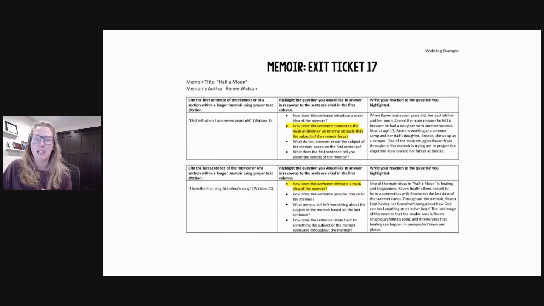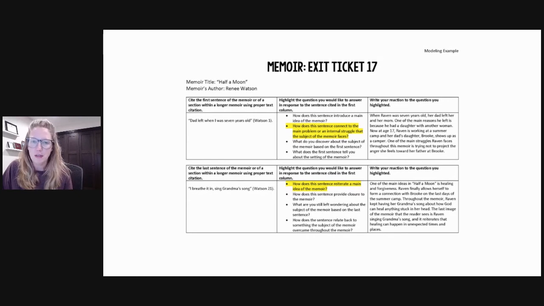So this is the same exit ticket that I showed you at the beginning of the video. And this is, I did it. So I actually went in and I used a memoir that I was reading to the class, and I put in the first sentence and the last sentence. I highlighted the question that I answered, and then I wrote my reaction to that question.